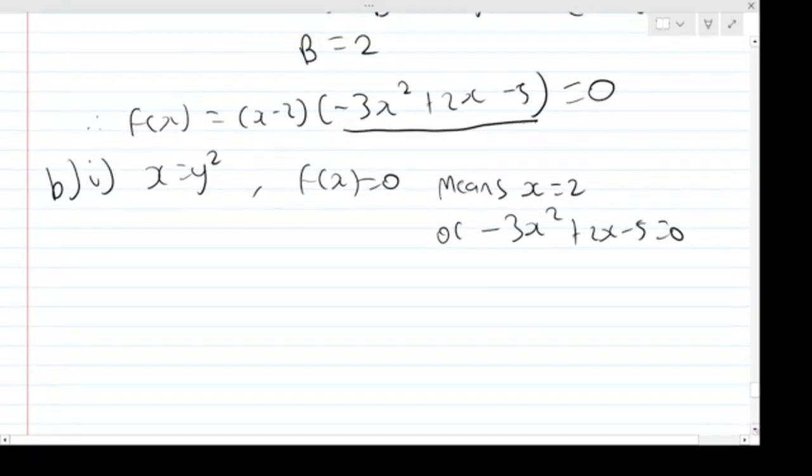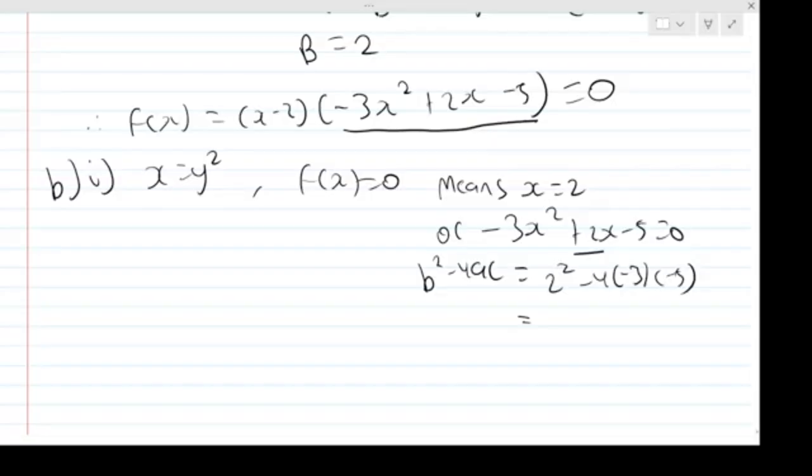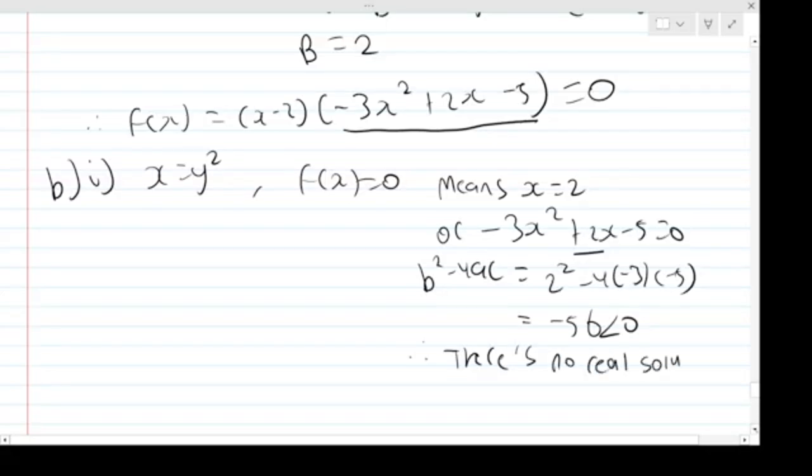How do I check that? Well, I'll just use the discriminant, right? b squared minus 4ac. b squared would be 2 squared, minus 4 lots of minus 3 times minus 5. If I put that in the calculator, I get minus 56. There we are. That's less than 0. What does that mean? That means there are no real solutions to that quadratic. That means the only solution when f of x is 0 is just x is 2.